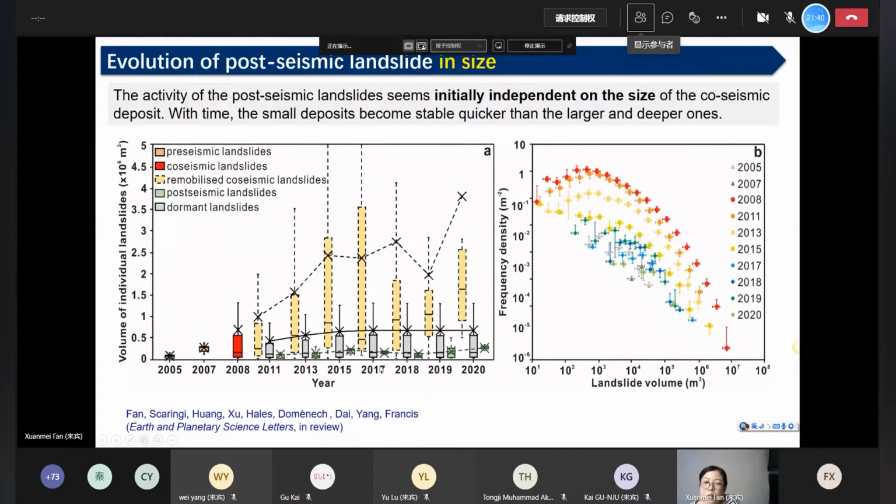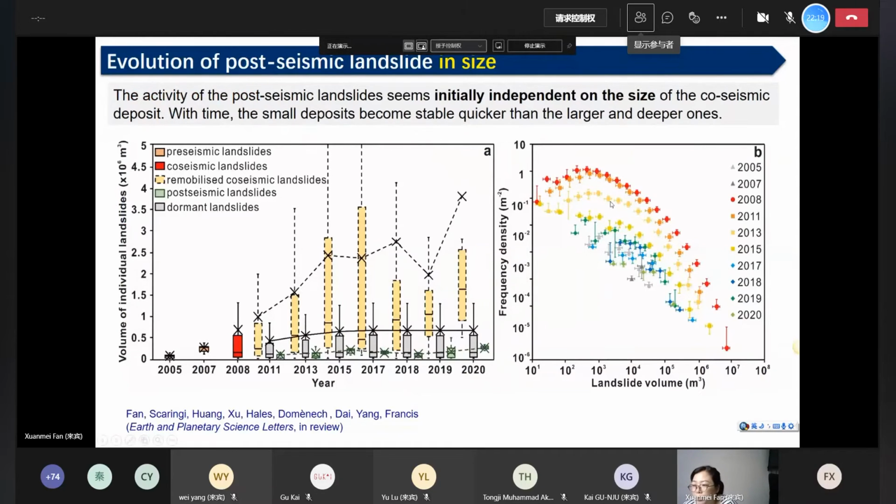And now we also checked the evolution of post-seismic landslides in size, so how the magnitude changed over time. As you can see from here, most of the reactivated landslides are represented in this yellow color. So these are the remobilization of co-seismic landslides. And the new post-seismic landslides are the green ones. They are rather small. So the major type of post-seismic landslides are actually reactivation from the co-seismic landslide deposits.